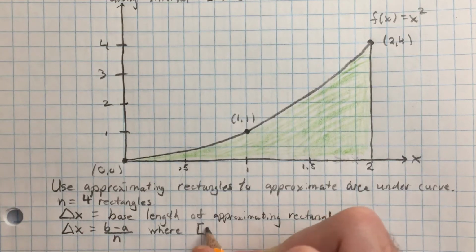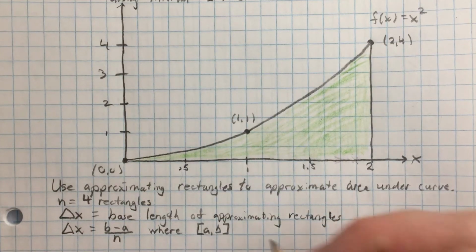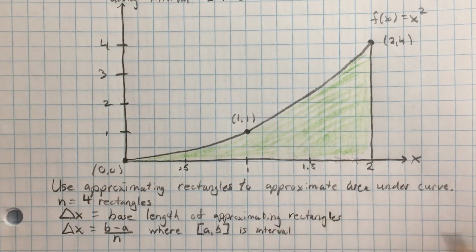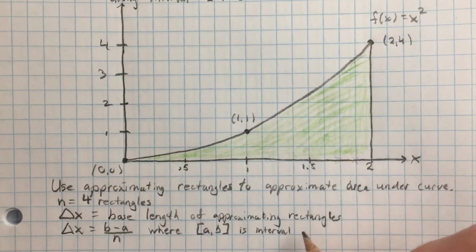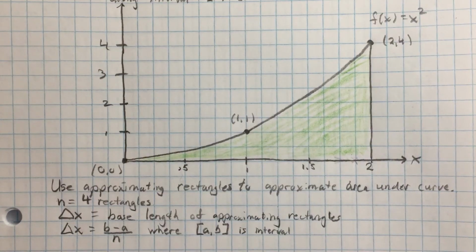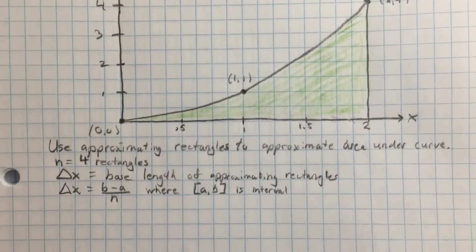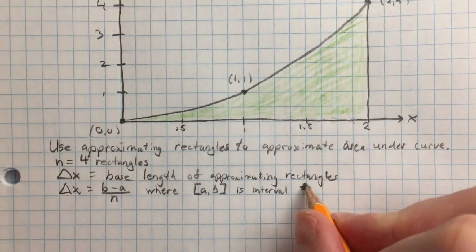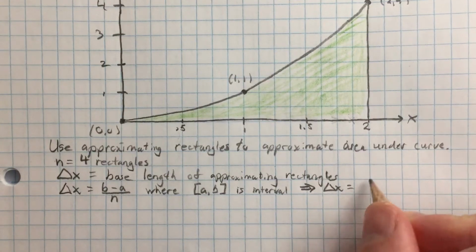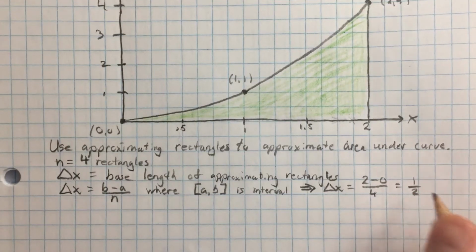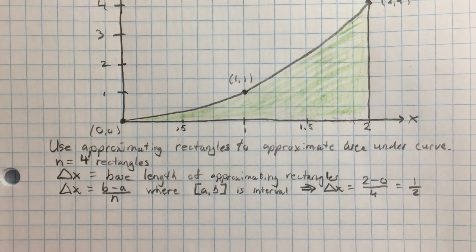Where a, b is the interval that we're talking about, mine's 0 to 2, and we already know what n is. Okay? n was the number of rectangles. So in this case, for the problem I'm doing at the moment, the picture I've constructed here, and the choice of number of rectangles, my delta x calculation is 2 minus 0 on 4, which is 1/2. Okay, so each of my rectangles will be exactly 1/2 length for its base.